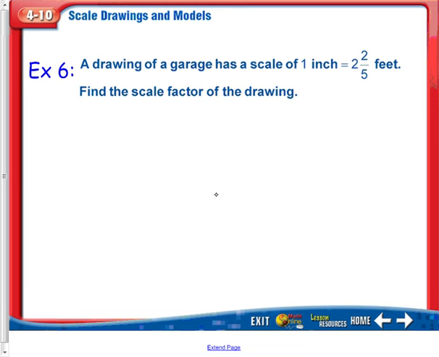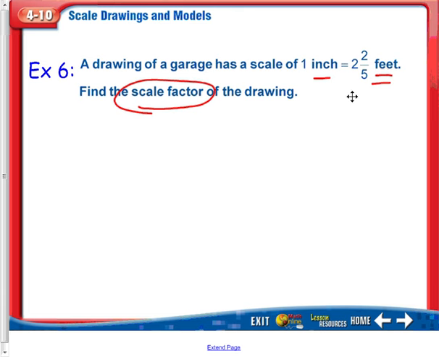A drawing of a garage has a scale of 1 inch equals 2 2/5 of a foot, or 2 2/5 feet. Find the scale factor of the drawing. So again, we're looking for scale factor. We have inches and we have feet. So we need to figure out what is 2 2/5 of a foot.